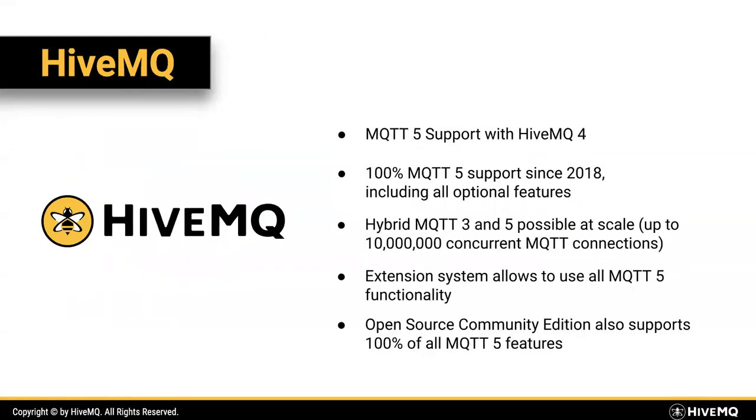If you're a HiveMQ user or in the Java ecosystem, there is a HiveMQ open source community edition that supports 100% of all MQTT 5 features, so you don't need the commercial version of HiveMQ. And this is available since 2018. So this is battle tested. Hybrid MQTT 3 and 5 deployments are possible. We support up to 10 million concurrent connections in a single cluster. And also the extension system allows to use all MQTT 5 functionality, in case you have some very special use case, you need to modify packets on the server. If you want to integrate systems, you get everything with MQTT 5.